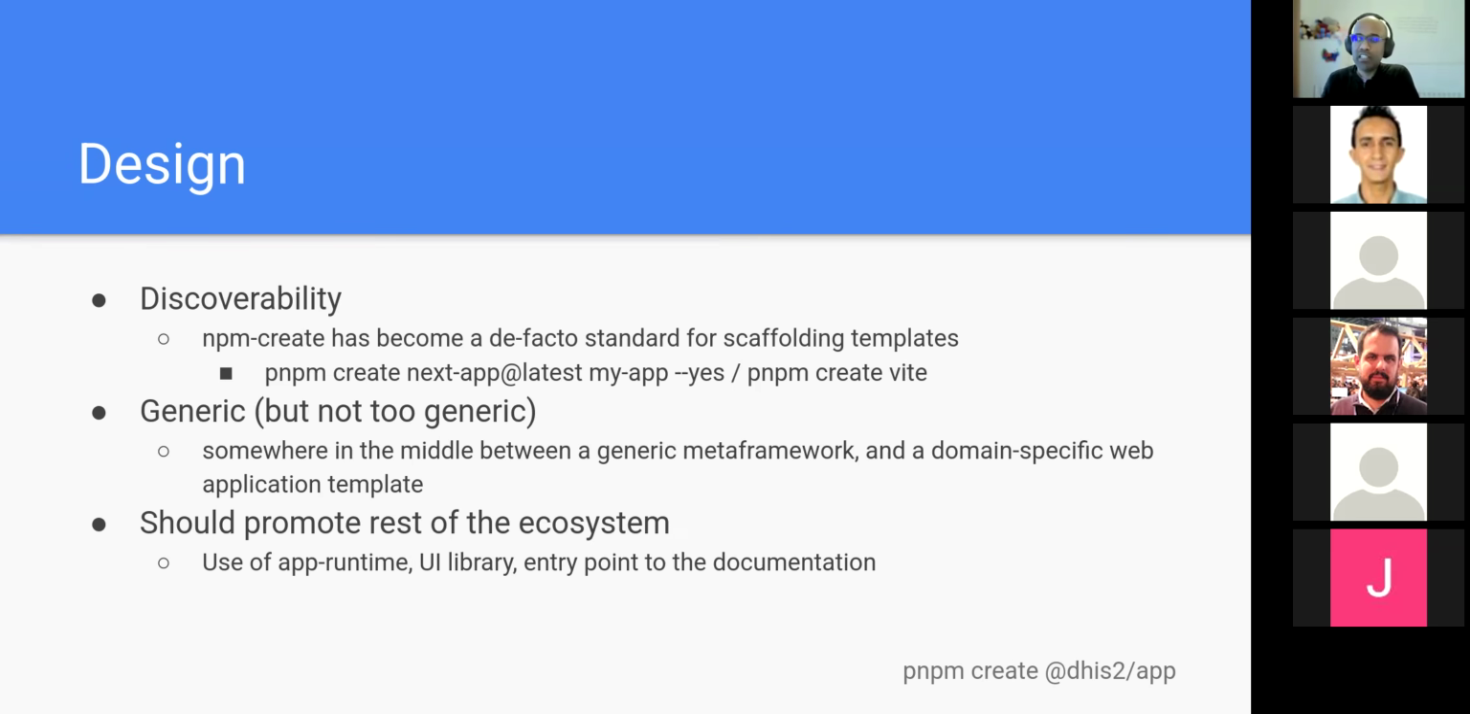And for us, even internally, every time we started a new project, we had to spend hours, maybe days, just getting these things set up. The other point is that it should promote the rest of the ecosystem, and it's related to not being too generic. This is a scaffolding for a web application for DHIS2. It's not a generic application. So our tool is part of our ecosystem. The app runtime and the UI library should be an entry point to the documentation as well. If you want to know more, it should be a better starting point.